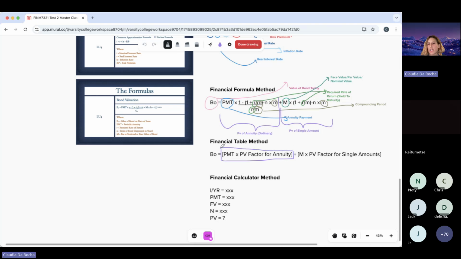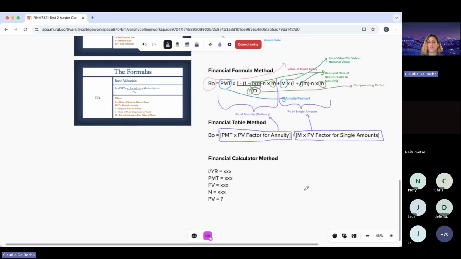And you go to your table. As you did in Learning Unit 2, if you prefer the table method, you go to your table, find the present value factor for your annuity, an ordinary annuity, and then you literally plug it in here. So you'll get your payment amount times the factor gives you the first half of the formula. With the second one, it's your nominal value times the present value factor for your single amount. That would have been your single amount formula or financial table. So you can choose any method, whichever you prefer.